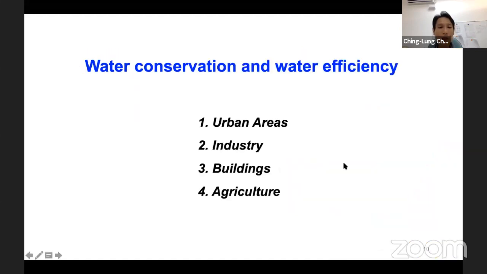Okay, so this is water conservation and water efficiency. We are going to talk about four parts. The first part is urban area, the second is industrial, the third is building, and the fourth is agriculture.